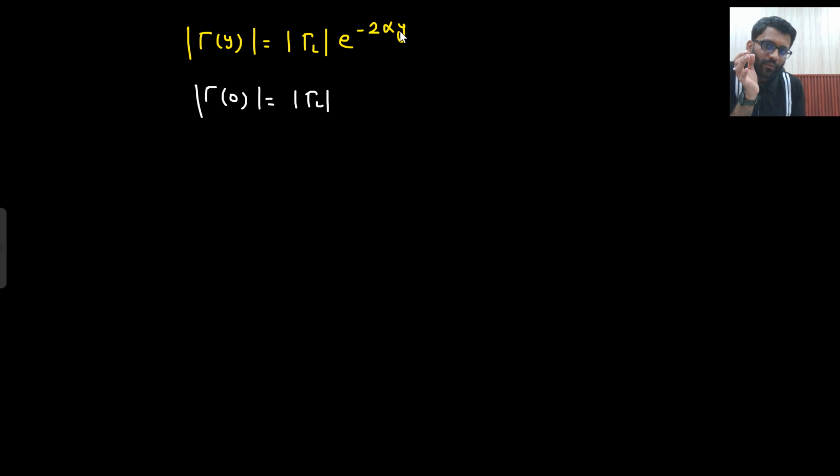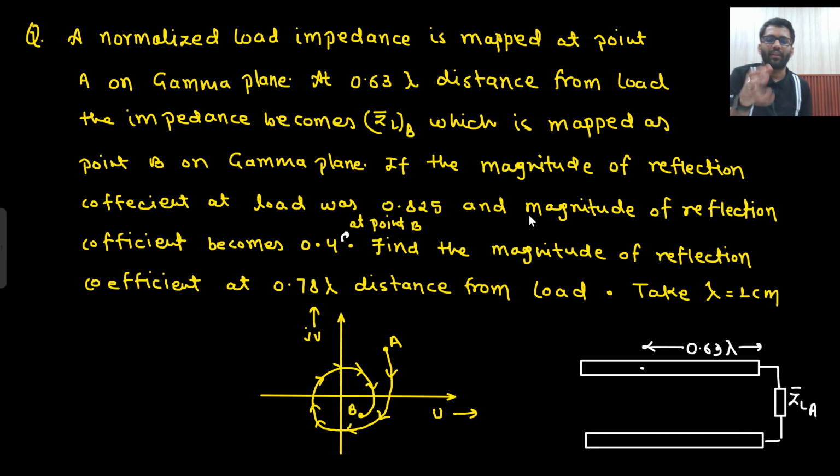Mode of gamma L. If you put y equals 0, what do you get? Mode of gamma L only, which equals 0.825, the magnitude of the reflection coefficient at load. Now they are saying the magnitude of the reflection coefficient becomes 0.4 at point B. You reach point B when you cover the distance 0.36 lambda from load.